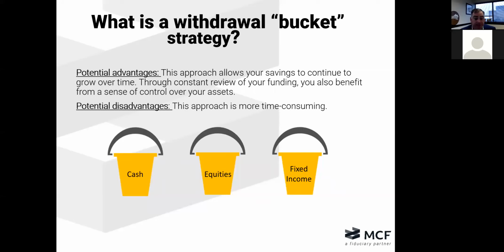In full disclosure, this is probably the strategy that I use the most in helping clients with money. And it is known as the bucket strategy. And you see the buckets on the screen that we have here. It's broken down into cash, equities, and fixed income. You might have more buckets than just those three. We generally run ours as a cash/fixed income bucket.